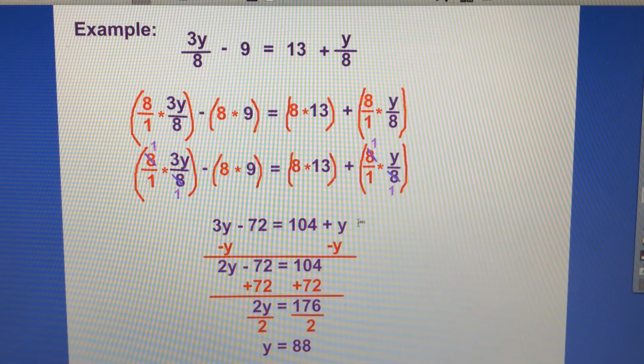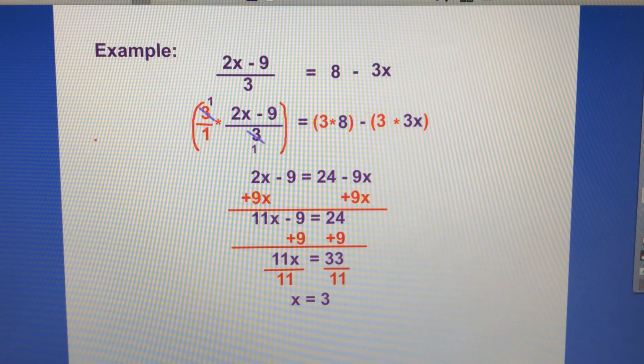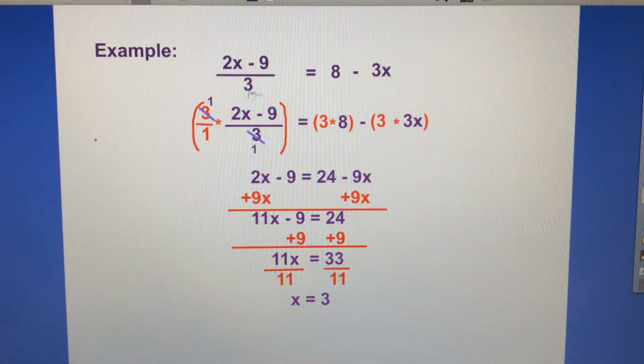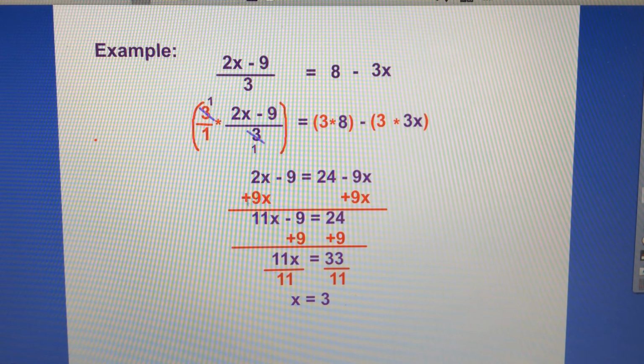Your big mistake, I already know what's going to be. You're going to forget to multiply the whole numbers. You're going to multiply just the fractions, and you can't. You have to multiply every term. I have a 3. I have one fraction. That's all I have is one fraction. Doesn't matter. I have to multiply every term by 3. The 2x minus 9, but you never actually multiply because you cross-cancel and eliminate the 3. 3 times 8, 3 times 3x. Now I have my equation. Be careful.